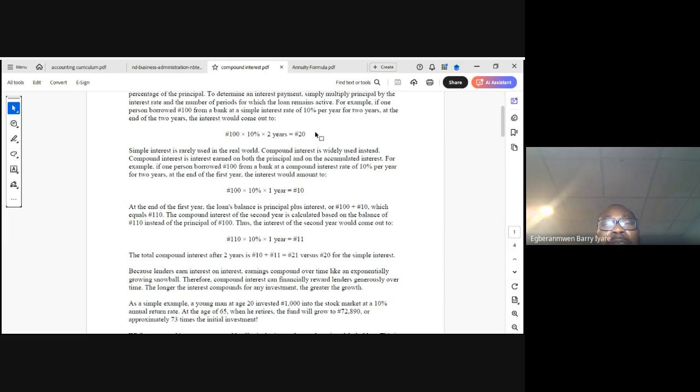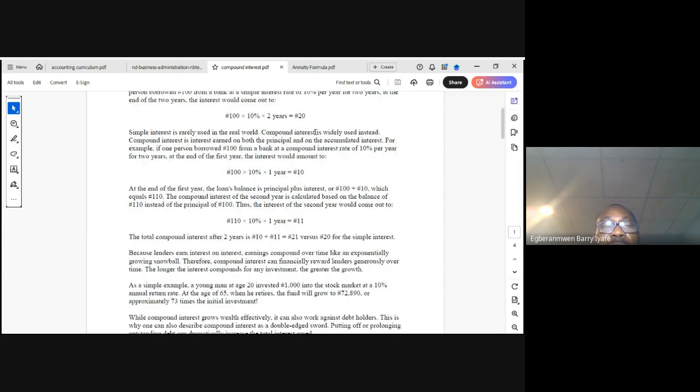For your 100 naira. But in compound interest, it is not so. It is calculated every year that the money will be plowed back. The interest will now be calculated on the new principal. That is what compound interest is all about. So most lenders tend to use compound interest.